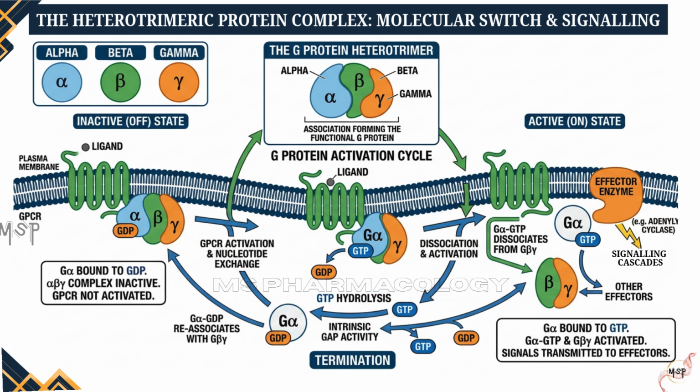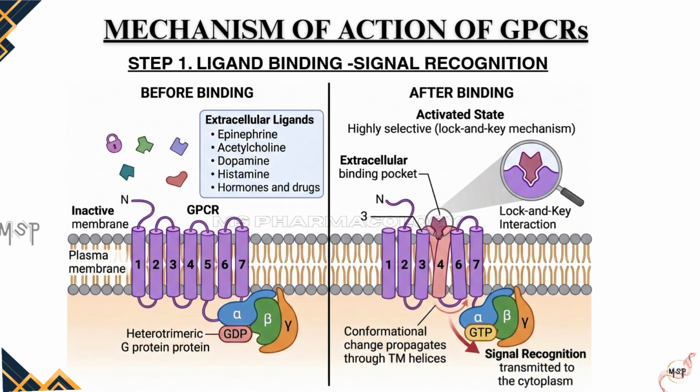Now that we understand the structure of GPCRs and G proteins, let us see how GPCR signaling actually occurs step by step. Step 1. Ligand binding, signal recognition. The process begins when a signaling molecule, or ligand, binds to the extracellular region of the GPCR.